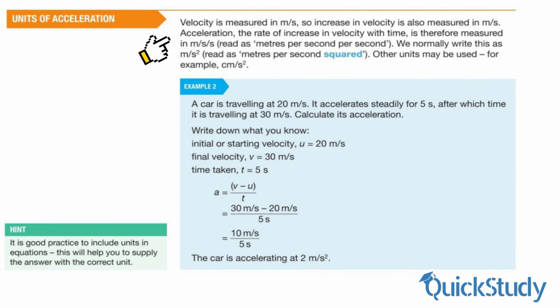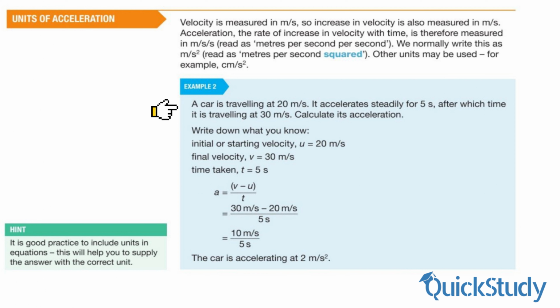Velocity is measured in meters per second, so increase in velocity is also measured in meters per second. Acceleration, the rate of increase in velocity, is therefore measured in meters per second squared. Let's look at an example of how to calculate acceleration. A car is traveling at 20 meters per second. It accelerates steadily for 5 seconds, after which it is traveling at 30 meters per second.